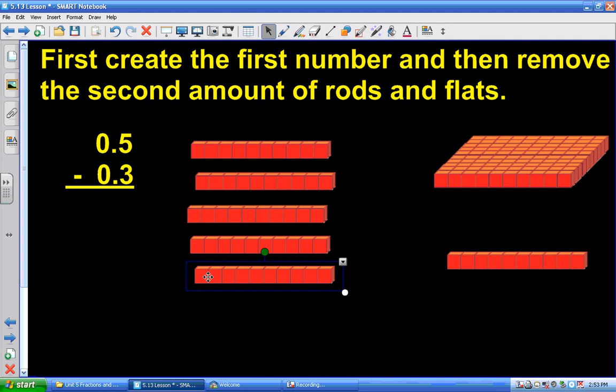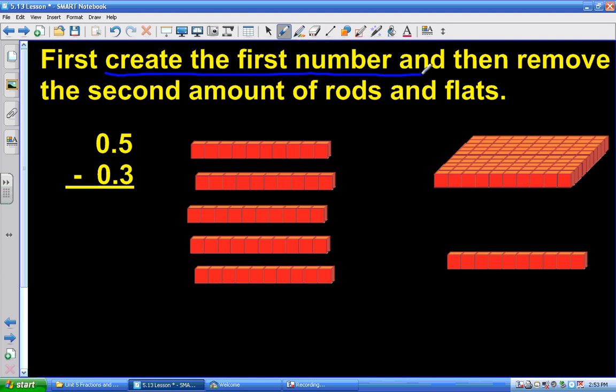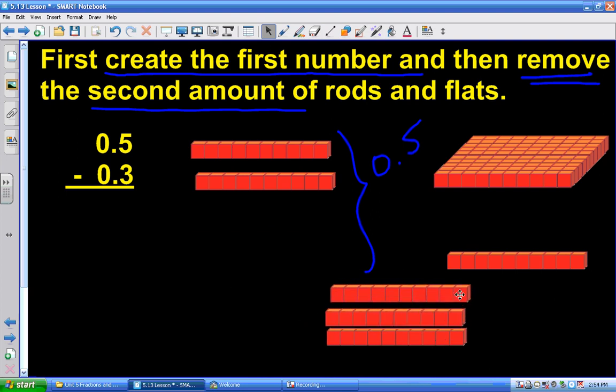Now I want you to look up here. It says that you are supposed to first create the first number. So this is 0.5. Agreed? Now, it says that I'm subtracting. Subtracting means that you remove or take away from the first one. So I have 0.5. I have to remove the second amount. So I'm going to take away 0.3 from the 0.5. You're right in how we created it, but I want to take away 0.3. So now, what's left, Brooke?